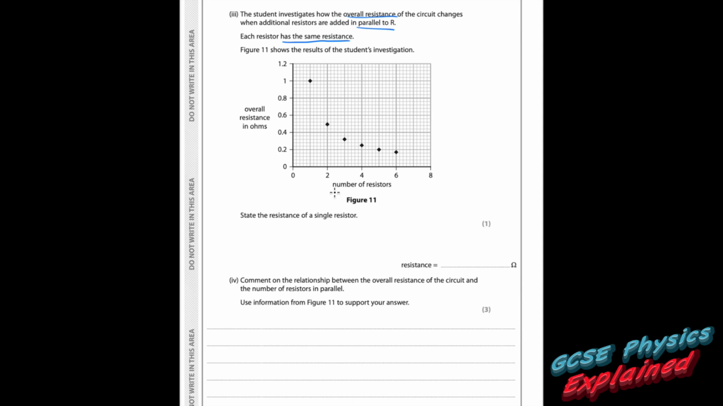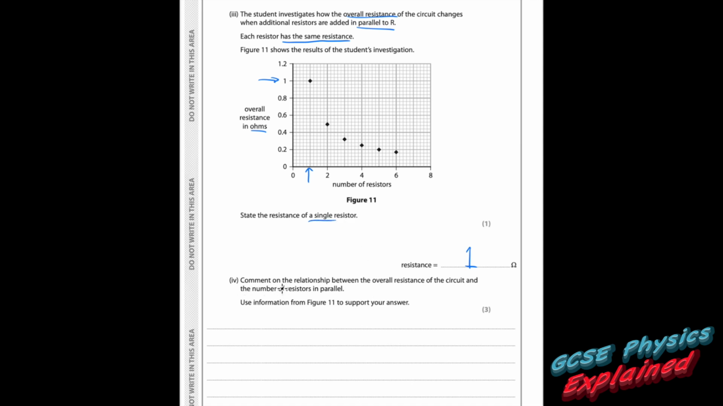Right. What we got? So across the bottom it says the number of resistors. So if we go here, that's one resistor, and it's got a resistance of 1 ohm. So 1 ohm. One resistor, 1 ohm.